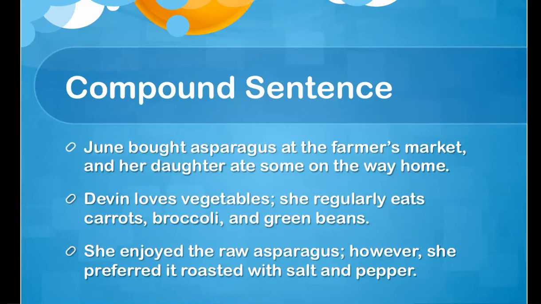Finally, she enjoyed the raw asparagus; however, she preferred it roasted with salt and pepper. She enjoyed the raw asparagus, again, could be a sentence by itself. It's linked to another independent clause with a semicolon, and here I've got the conjunctive adverb, the however, followed by a comma.